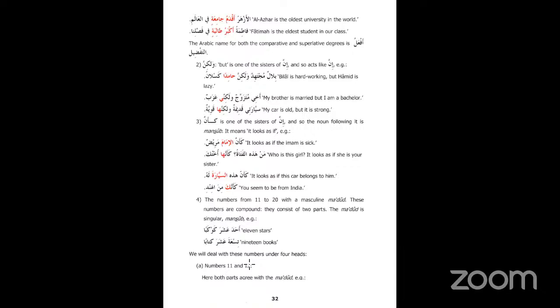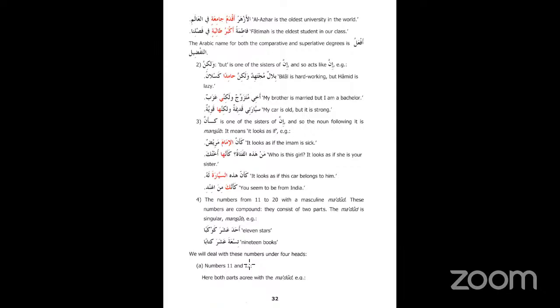Ka'anna is one of the sisters of Inna, and so the noun following it is mansub. It means it looks as if. For example, it looks as if the Imam is sick. Ka'anna al-imama maridun. Who is this girl? It looks as if she is your sister. Man hadihil fatatu ka'annaha uktuka. It looks as if this car belongs to him.